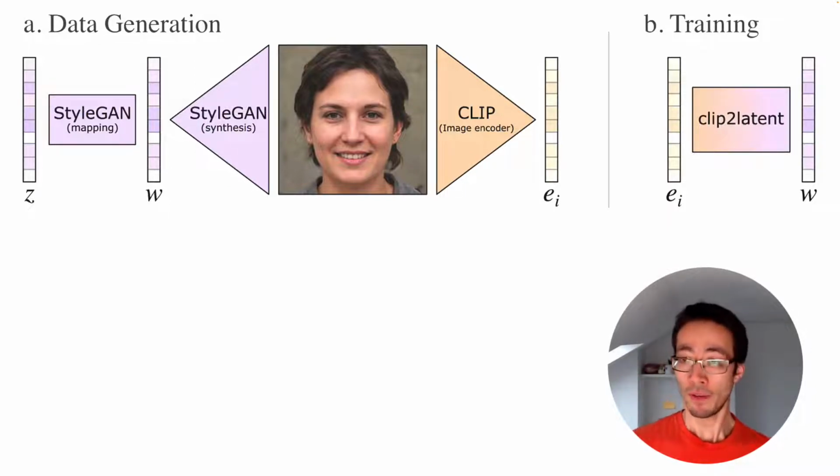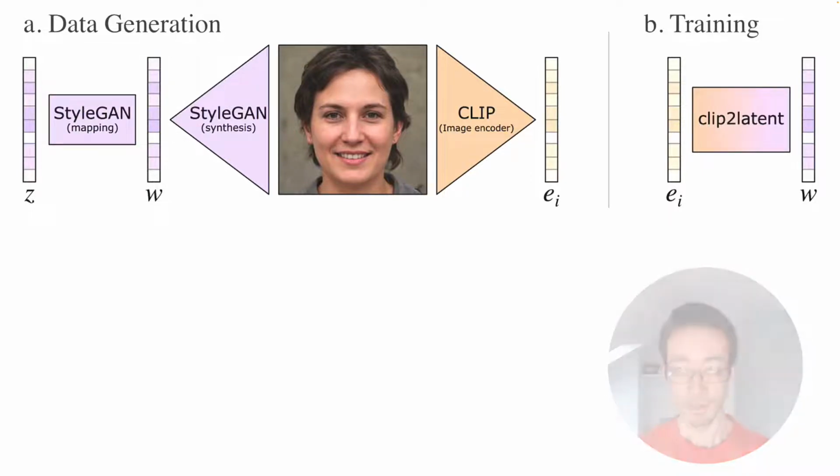We also do a couple of other tricks. For example, we add some noise to the clip image embeddings, which helps it to generalize not just to images but also to text even better.